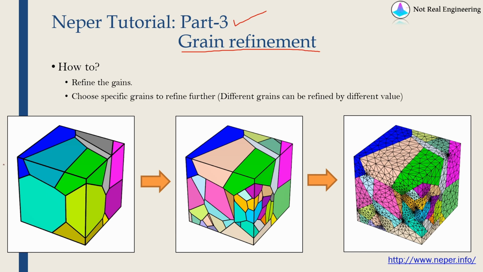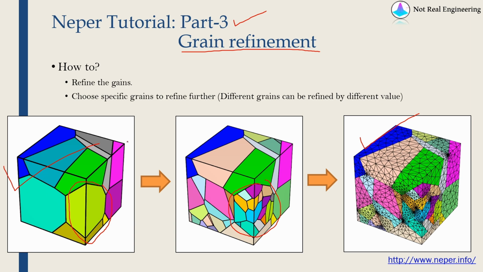First we are going to generate this polycrystal which has 15 grains. Then we will choose some specific grains out of this polycrystal and we will refine them further. You can see I chose this grain and I refined it. And after doing that, finally we will mesh the microstructure to get this mesh.